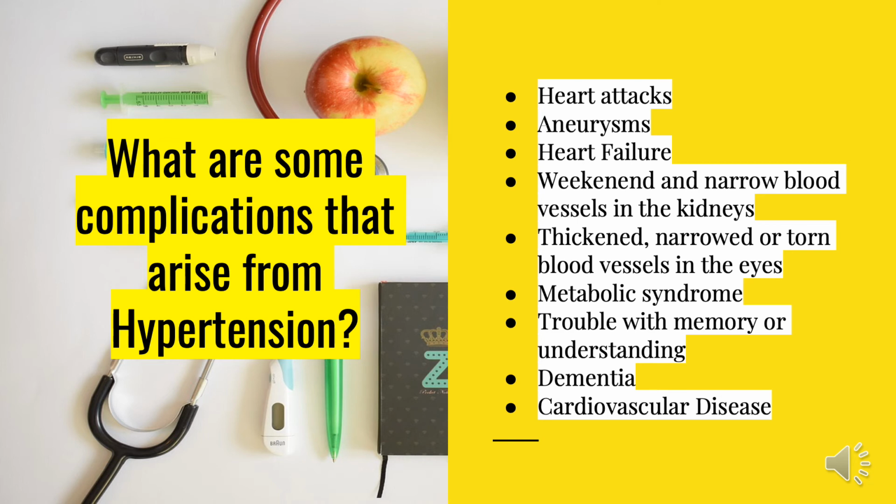You may be wondering what complications could arise from hypertension, and some that we found were heart attacks, aneurysms, heart failure, weakened and narrow blood vessels in the kidneys, thickened, narrowed, or torn blood vessels in the eyes, metabolic syndrome, trouble with memory or understanding, dementia, and cardiovascular disease.